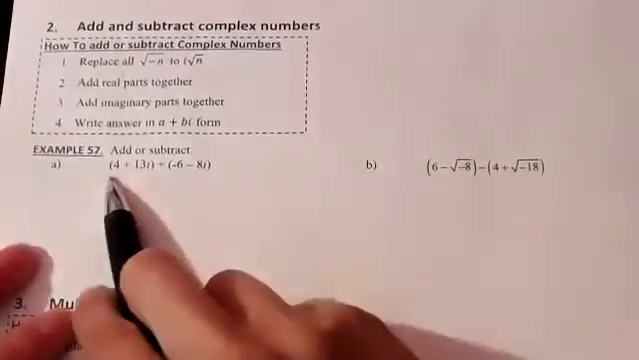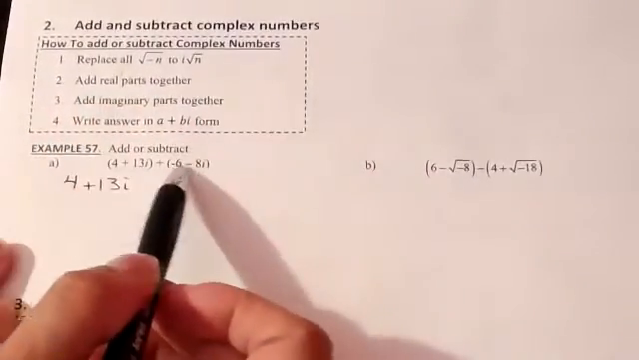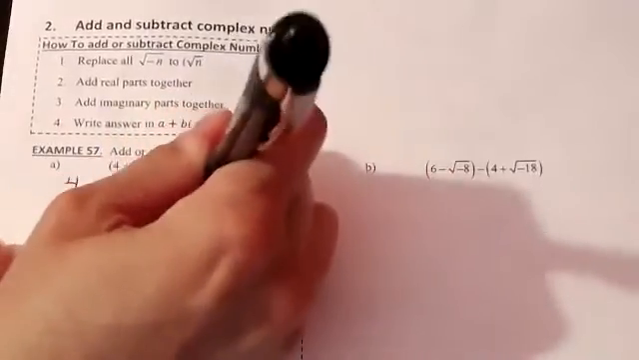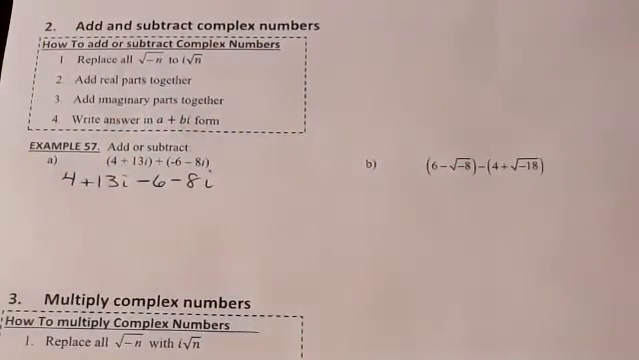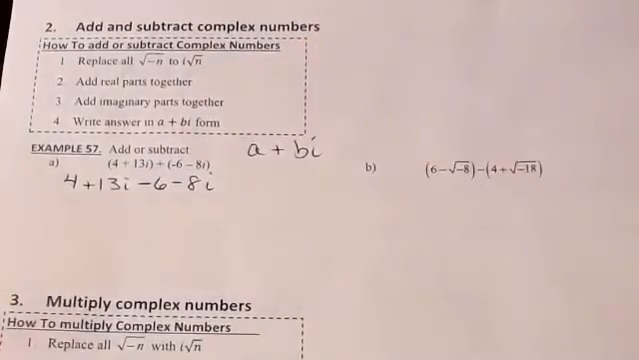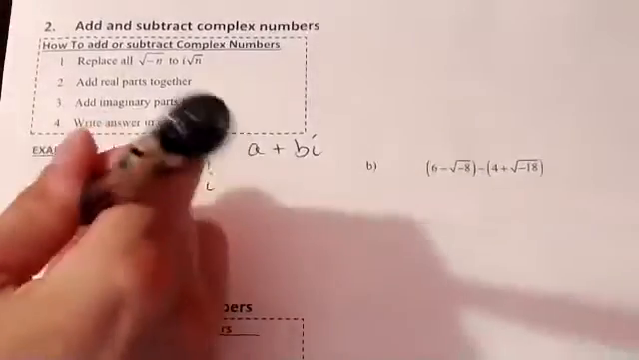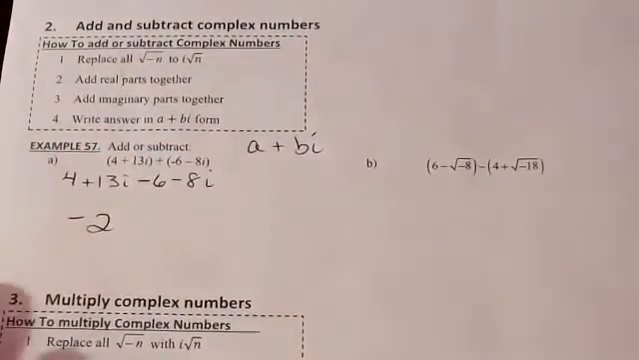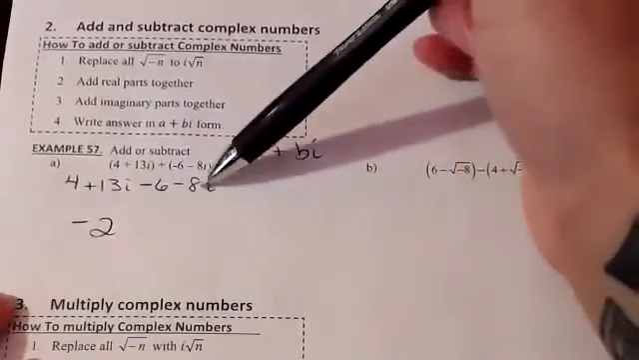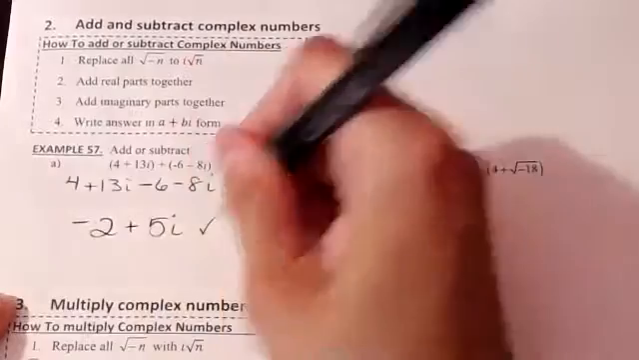Cool. Notice we have 4 plus 13i, and then we have minus 6 minus 8i. So I'm just going to write it out like that first. We know we were adding these 2 sets of parentheses, so we don't have to worry about changing any signs. Now, all we have to do is keep in mind our goal, which is a plus bi. That's the goal. So we want to combine the real parts first. 4 minus 6, which is negative 2. And then we want to combine the imaginary parts, which is 13i minus 8i. When you combine these two, you get positive 5i, and then you're done.